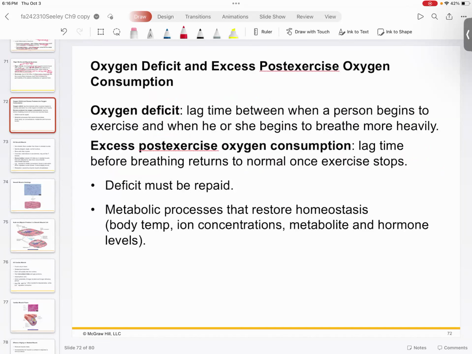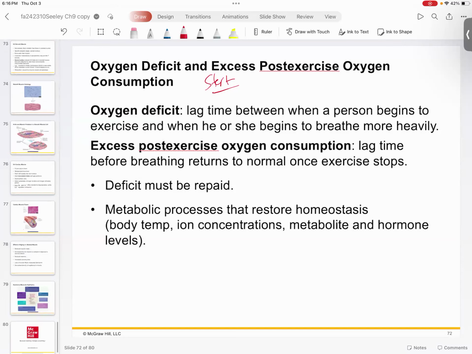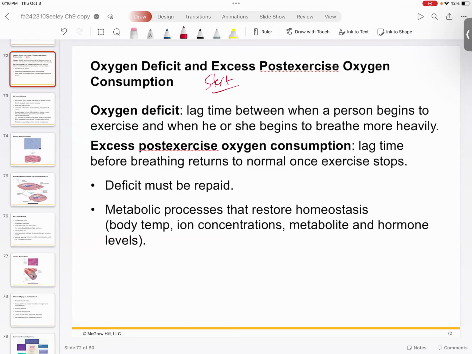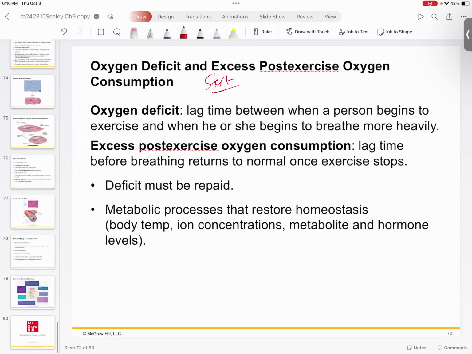Okay, so since it is already our witching hour, what I want to do is start with this particular slide here, oxygen deficit and post-exercise oxygen consumption. And then we'll finish off the rest of the chapter next time, and we'll get a healthy start on chapter 11, which is going to be neurophysiology. Sound good?